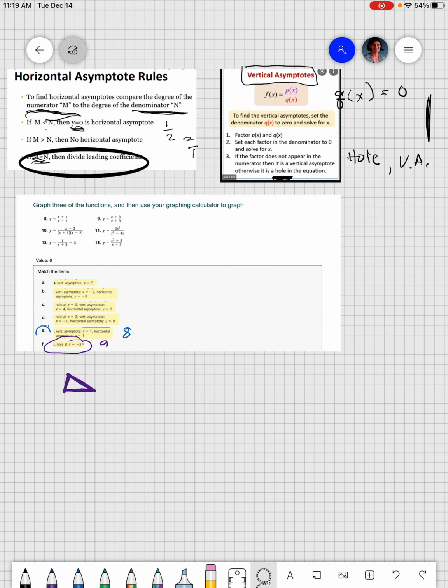Get some space here again. Delete that out of there. Why doesn't it want to get rid of the triangle for me? There we go.